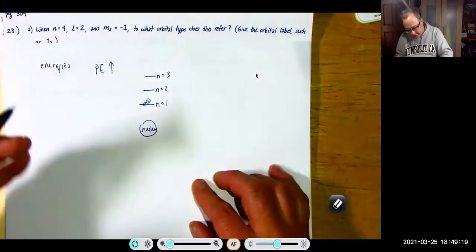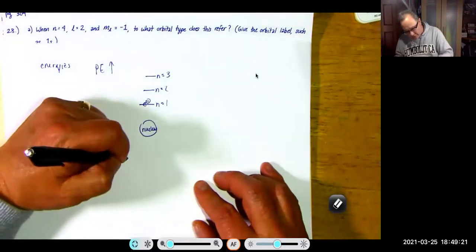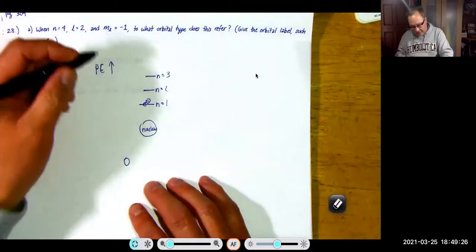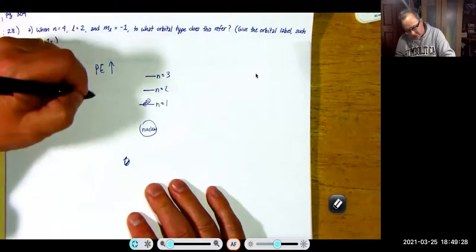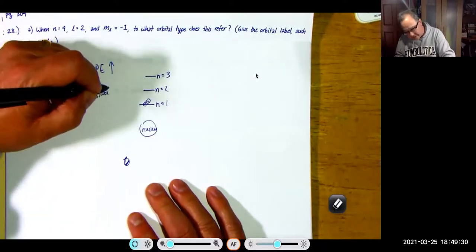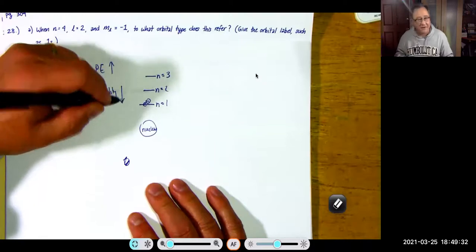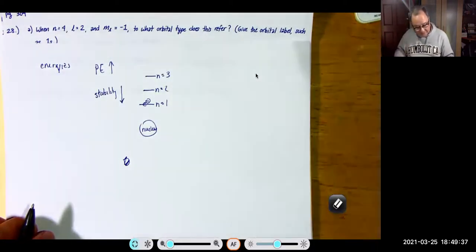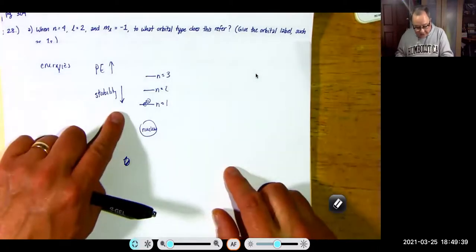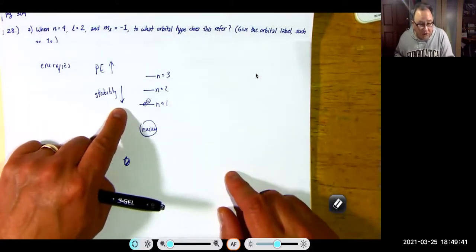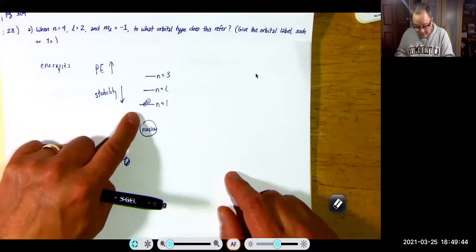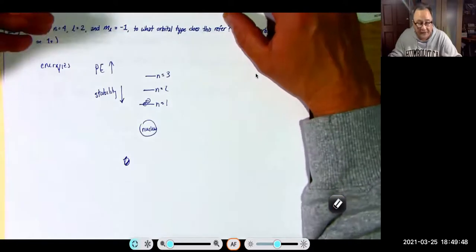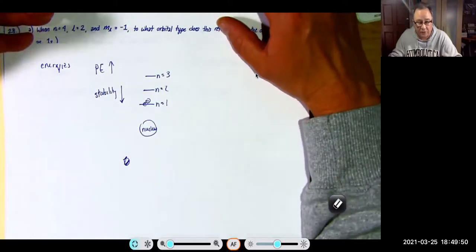When you look at the subshells, actually, I'm going to change this. I'm going to do this, stability. And I'm going to have an arrow going down. So what's more stable, 1, 2, or 3? And the answer is the arrow points to more. So more stable is down. And that kind of makes sense, right? If you have more potential energy, you're going to be less stable. And if you have less potential energy, you're more stable.